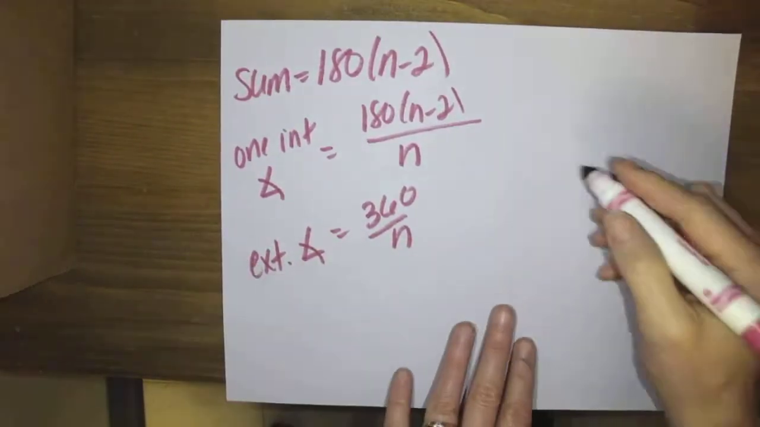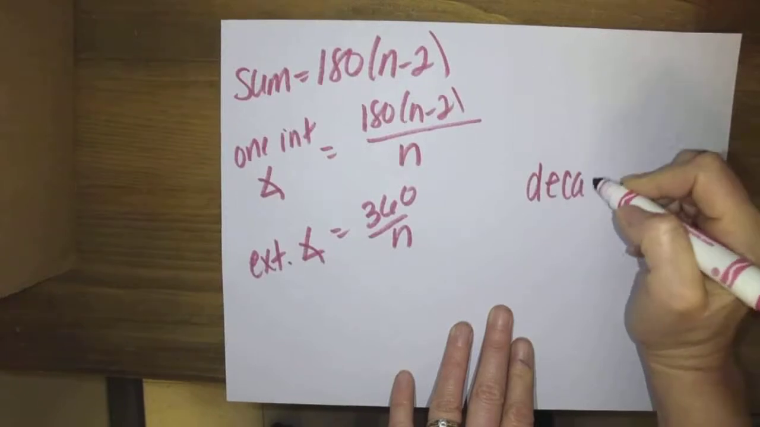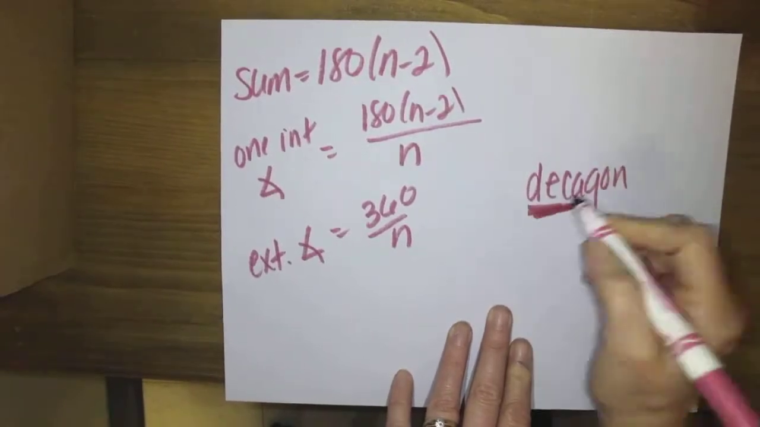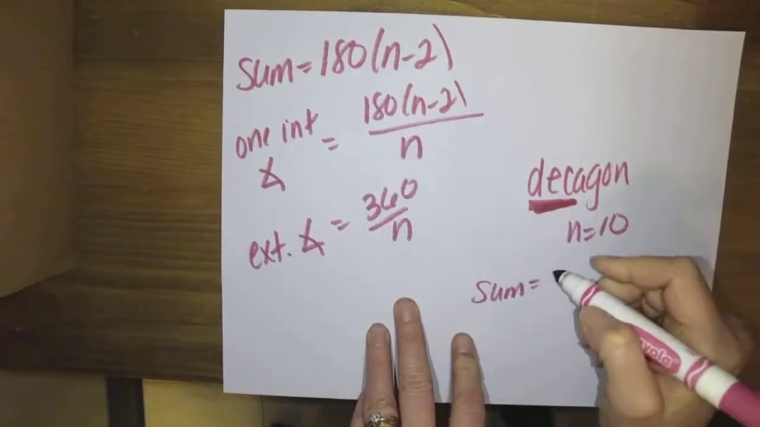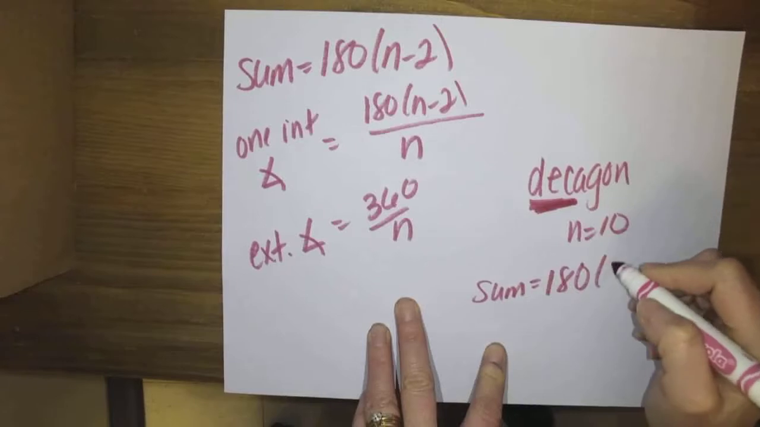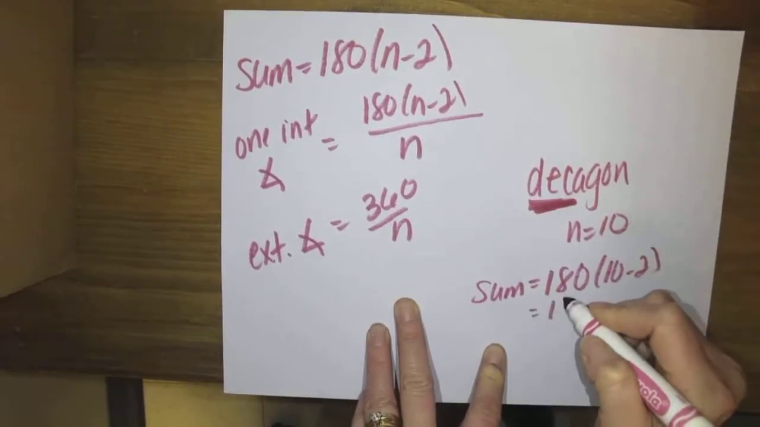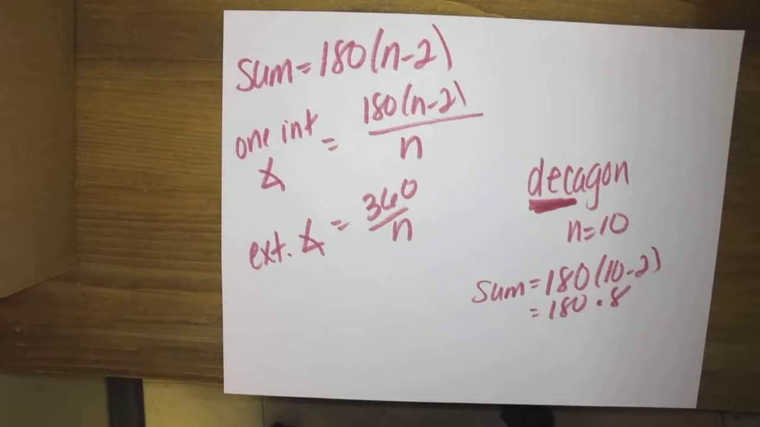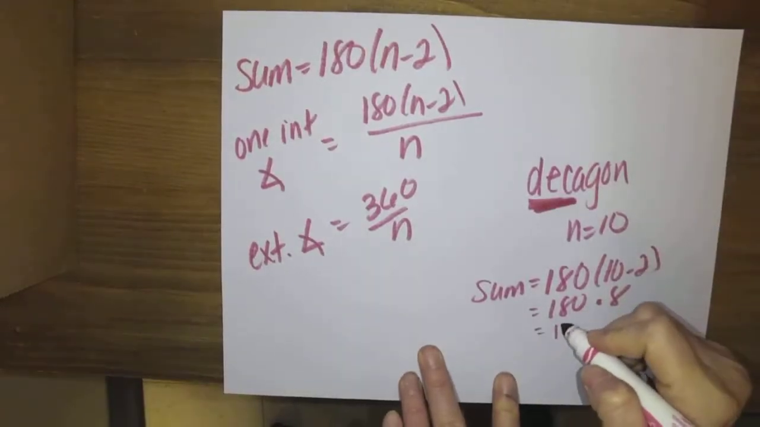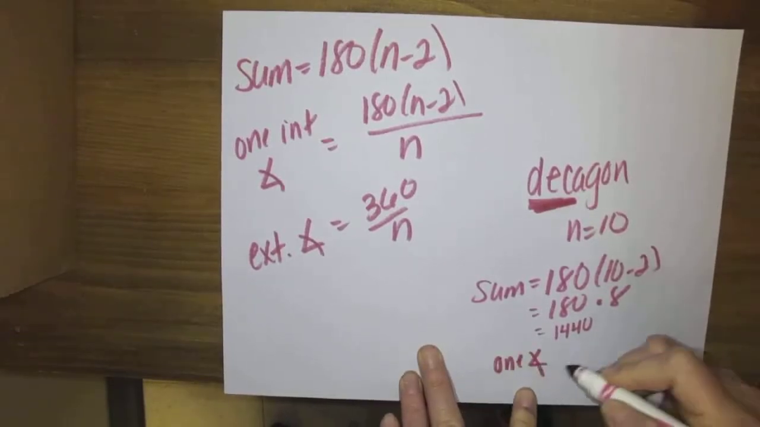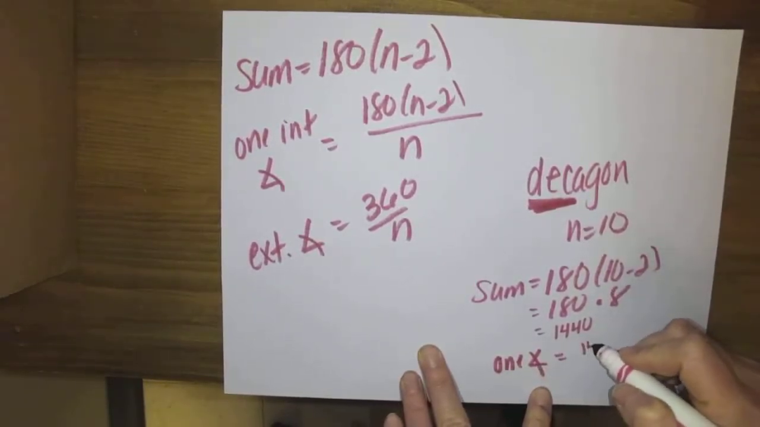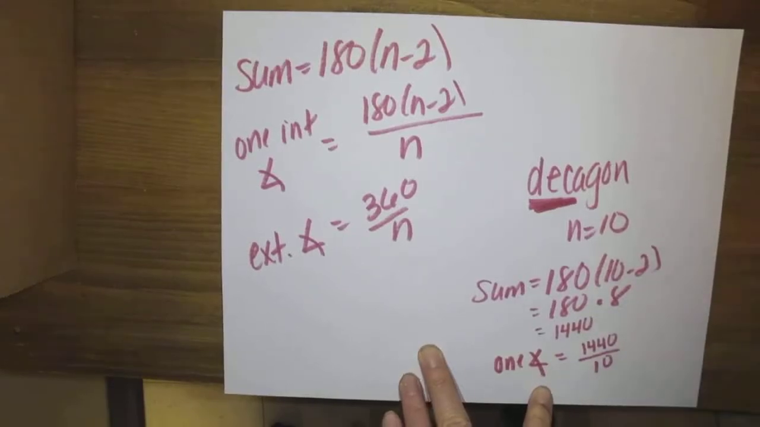So without a picture, let's do a regular decagon. Decagon, n equals 10. So the sum, 180 times 10 minus 2, or 180 times 8. Grab my calculator here. When I do that, I get 1440. If I want one interior angle, I will take that sum and divide it by 10.